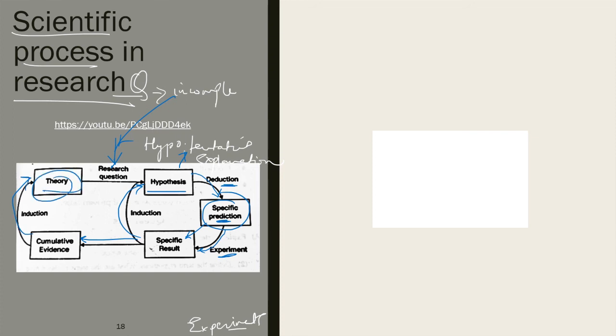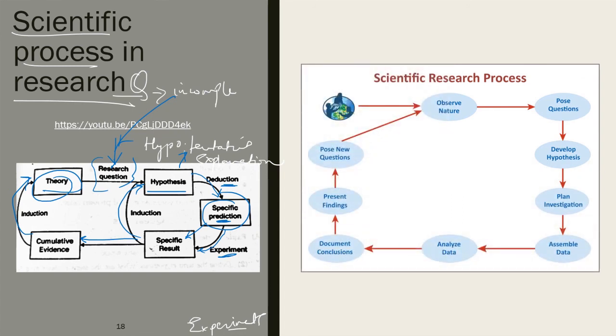Now a problem cannot be scientifically solved unless it is reduced to a hypothesis form. This is very important. Now see another diagram, the scientific research process. Here you observe nature. This will give you very general ideas. Then you have to pose a question. Then you develop a hypothesis. Then plan investigation, assemble data, analyze that data, document conclusions, then present whatever findings you found, and pose a new question, and you can add that information to your knowledge. So this is how it works.